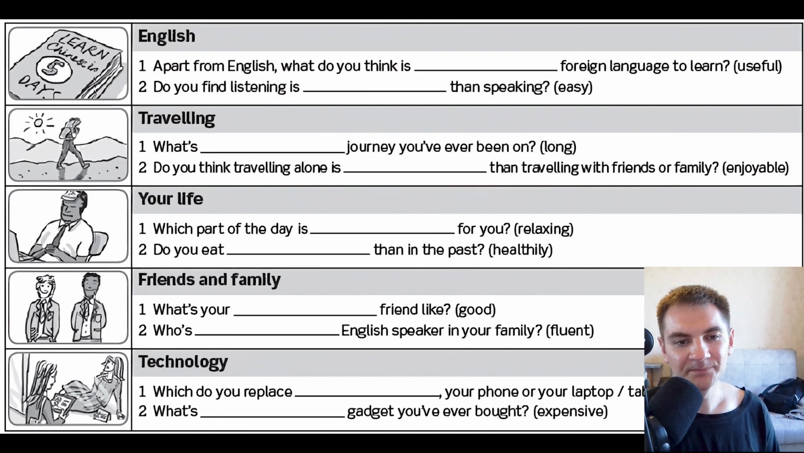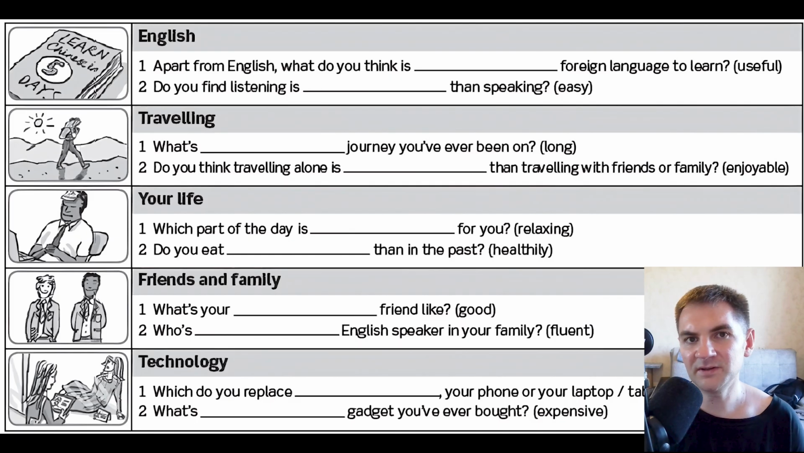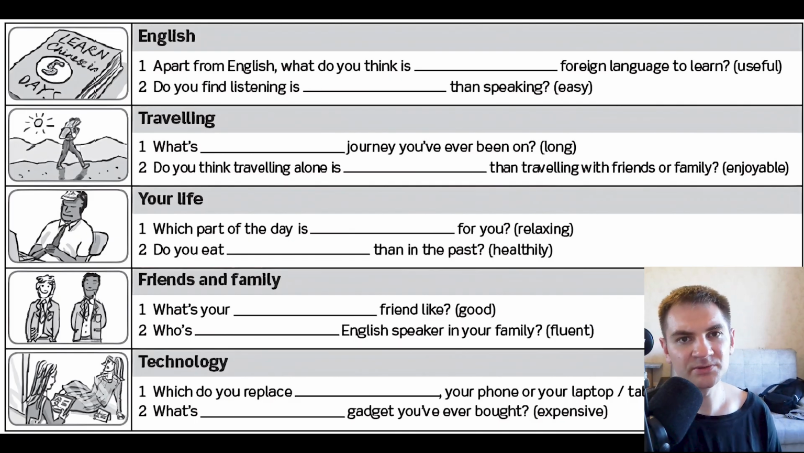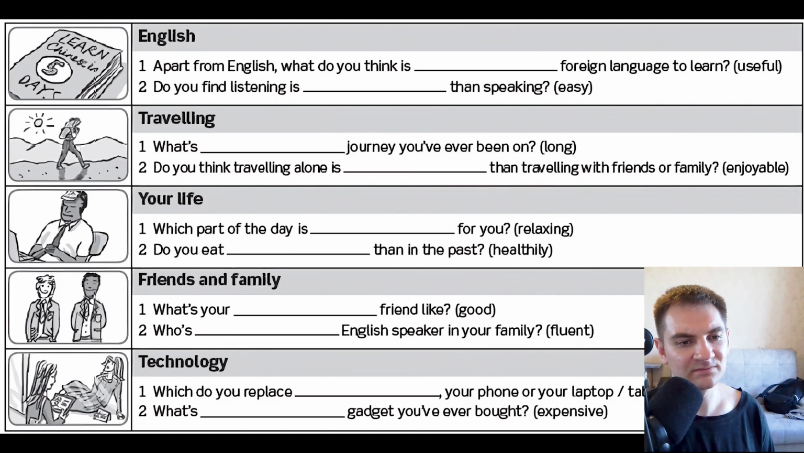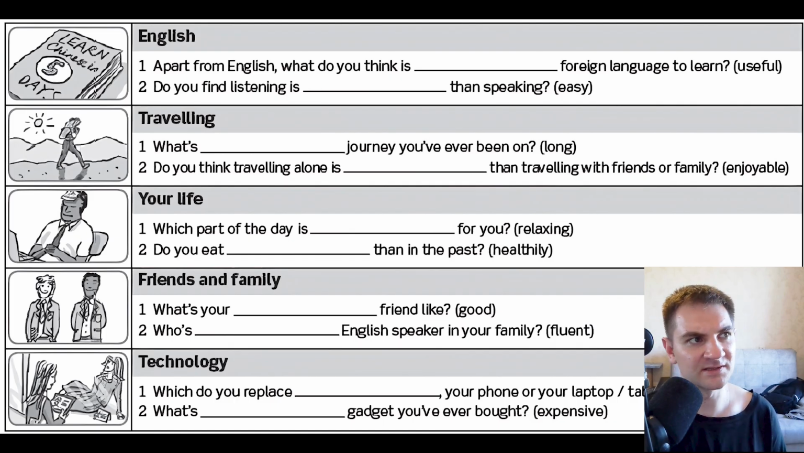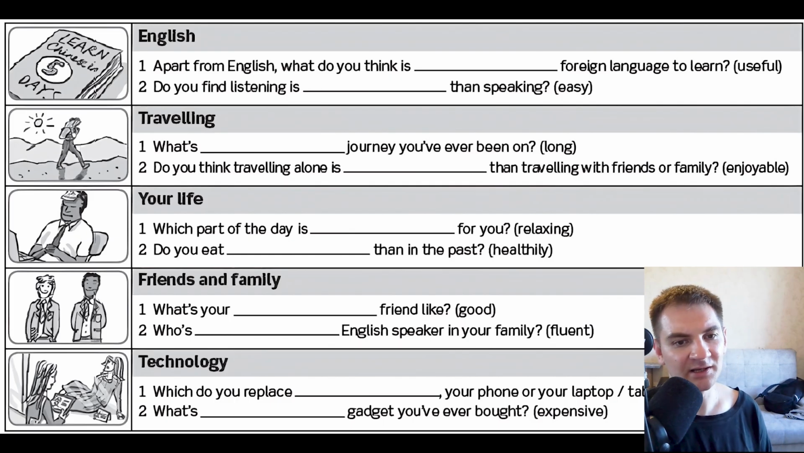Okay, traveling. What's the longest journey you've ever been on? I think it was just one day by train when I was a little kid. We went to the seaside and it was nice, even more than a day. I think it was like 30 hours by train. It's the longest journey I've ever been on.